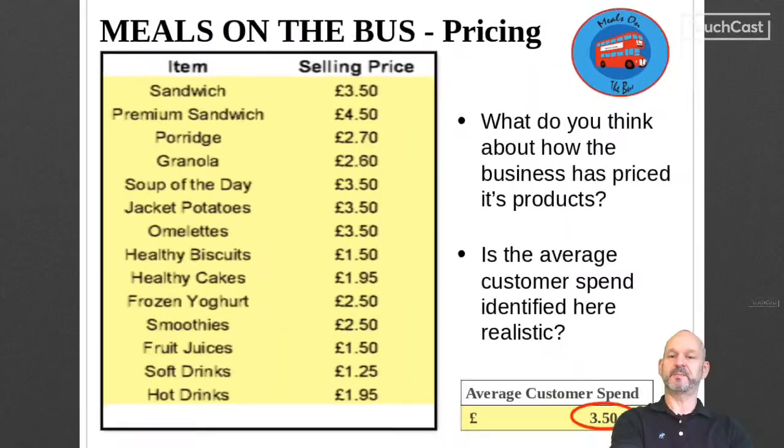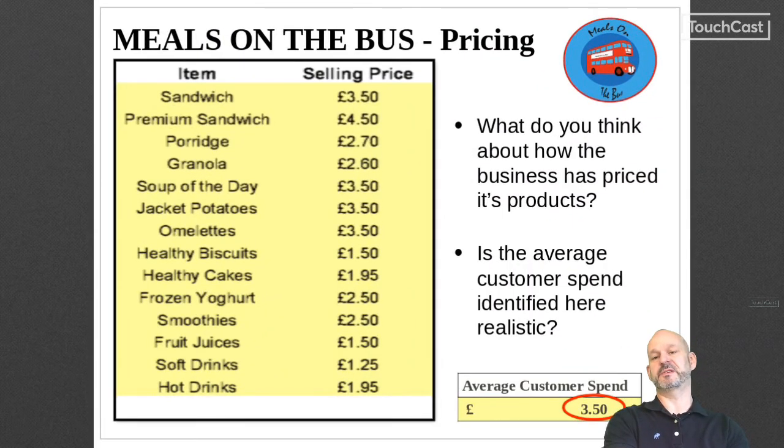So looking more closely at the financial information for Meals on the Bus, what do you think about how the business has priced its products? Also, is the average customer spend identified here realistic? And lastly, what do you think about the product range which has been identified? Is it appropriate? Is there enough products here? Is there anything missing that you would expect to be included?